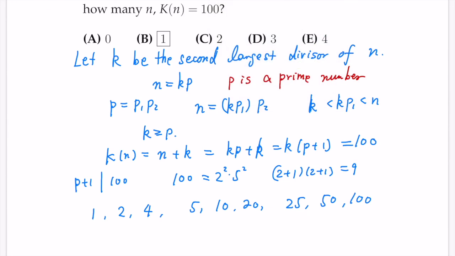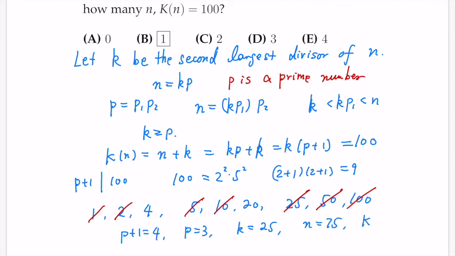So what should p plus 1 be equal to? Well, first, this is not true because 100 minus 1 is not a prime number. This is not, 49, 24. This is 9. This is 4. And these are not. So the only choice would be either p plus 1 equals 4, and in this case, p equals 3, and so k would be equal to 25, and n has to be equal to 75.